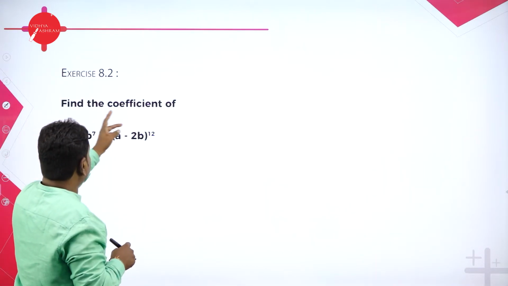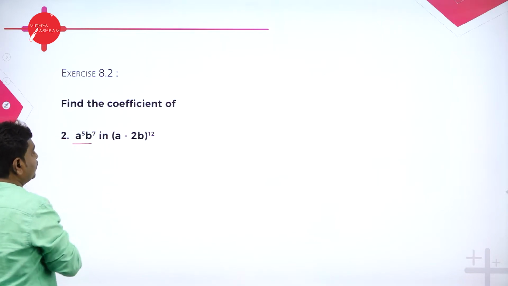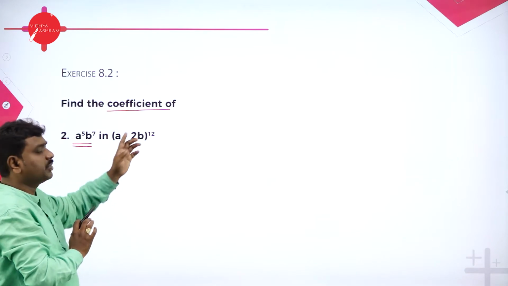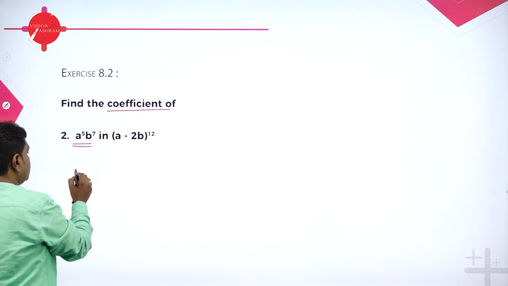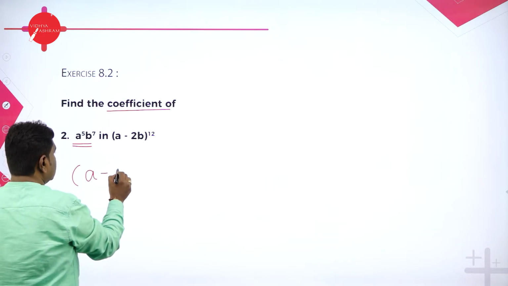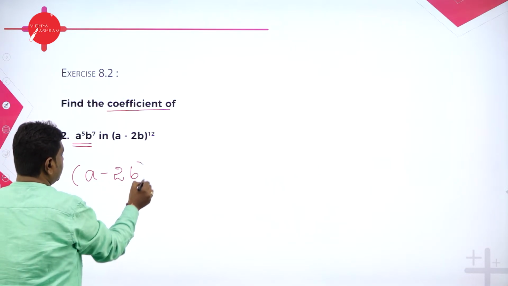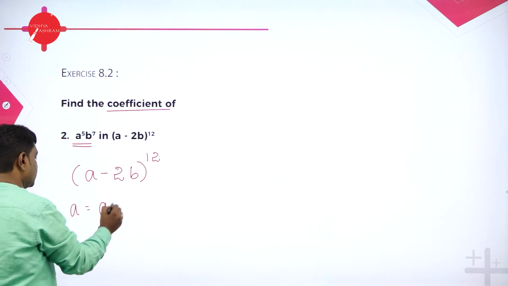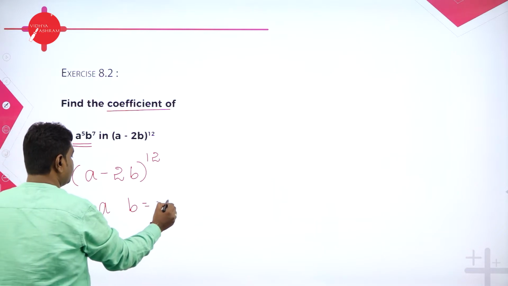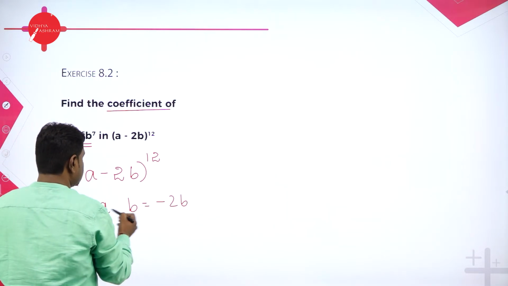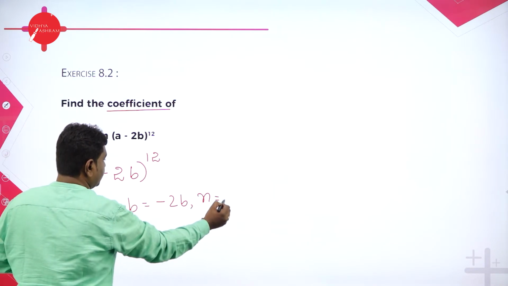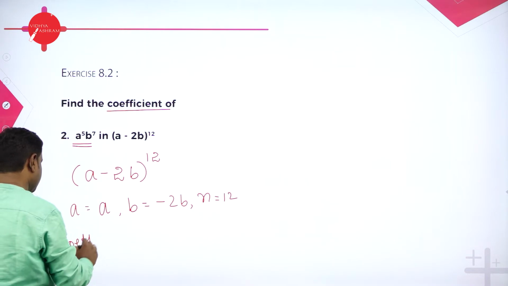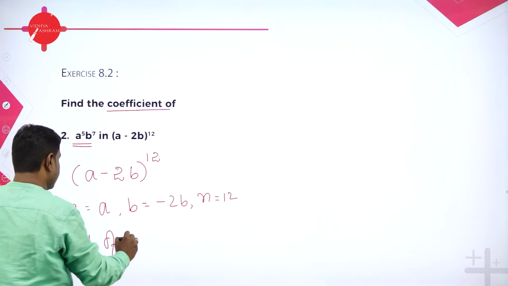Next, find the coefficient of a power 5 b power 7. They want the coefficient of a power 5 b power 7 in (a minus 2b) power 12. In this, a means the first term, in the place of a you have a. b means the second term, in the place of b we have minus 2b. n means the power is 12, and they want the coefficient of a power 5 b power 7.